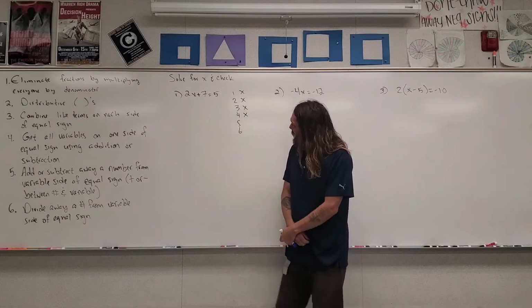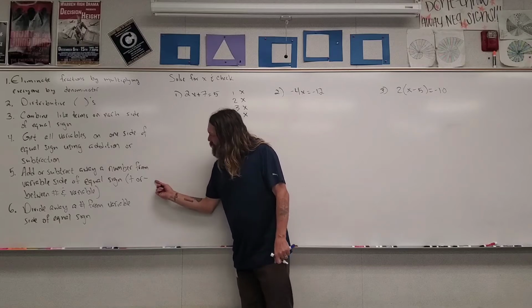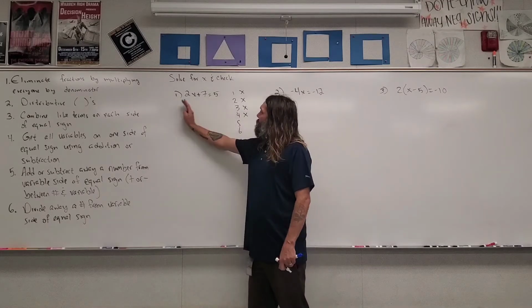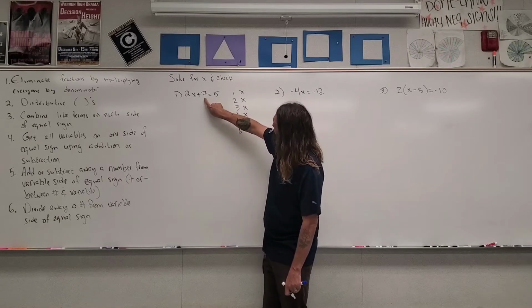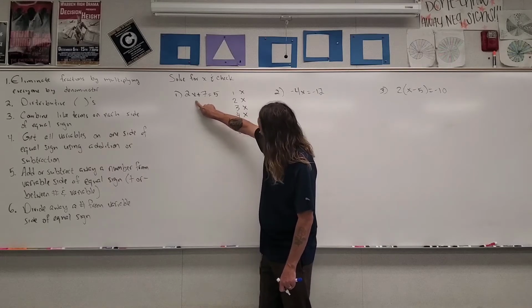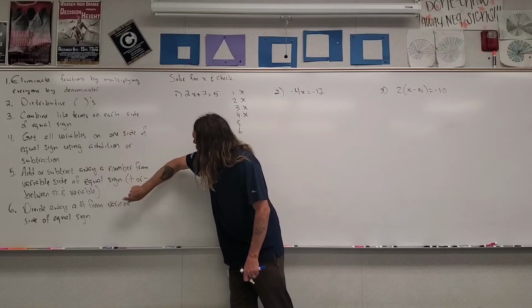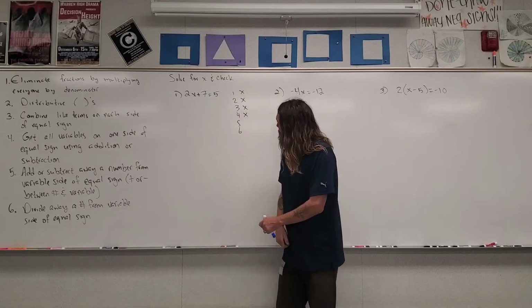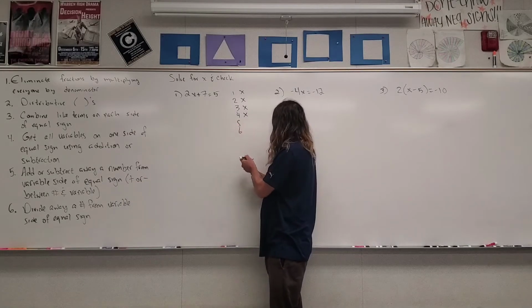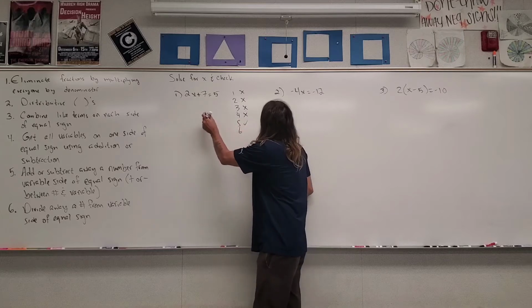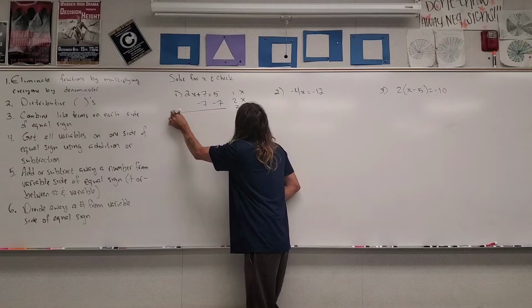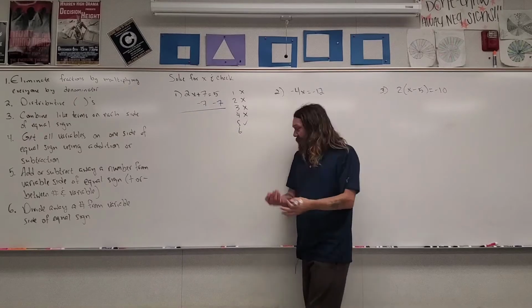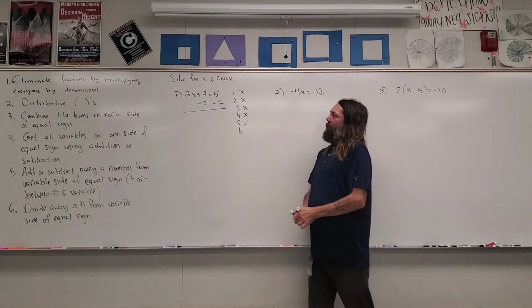Step 5, can I add or subtract away a number from the variable side of the equal sign? I have 2 numbers on the variable side of the equal sign, but one of them has a plus between it. The 7 has a plus between it and the variable. That's the clue that I can do step 5. So I have a positive 7, so I'm going to subtract the 7 from both sides. Okay, make sure you're doing 1 on each side. You have to keep that equation balanced here.